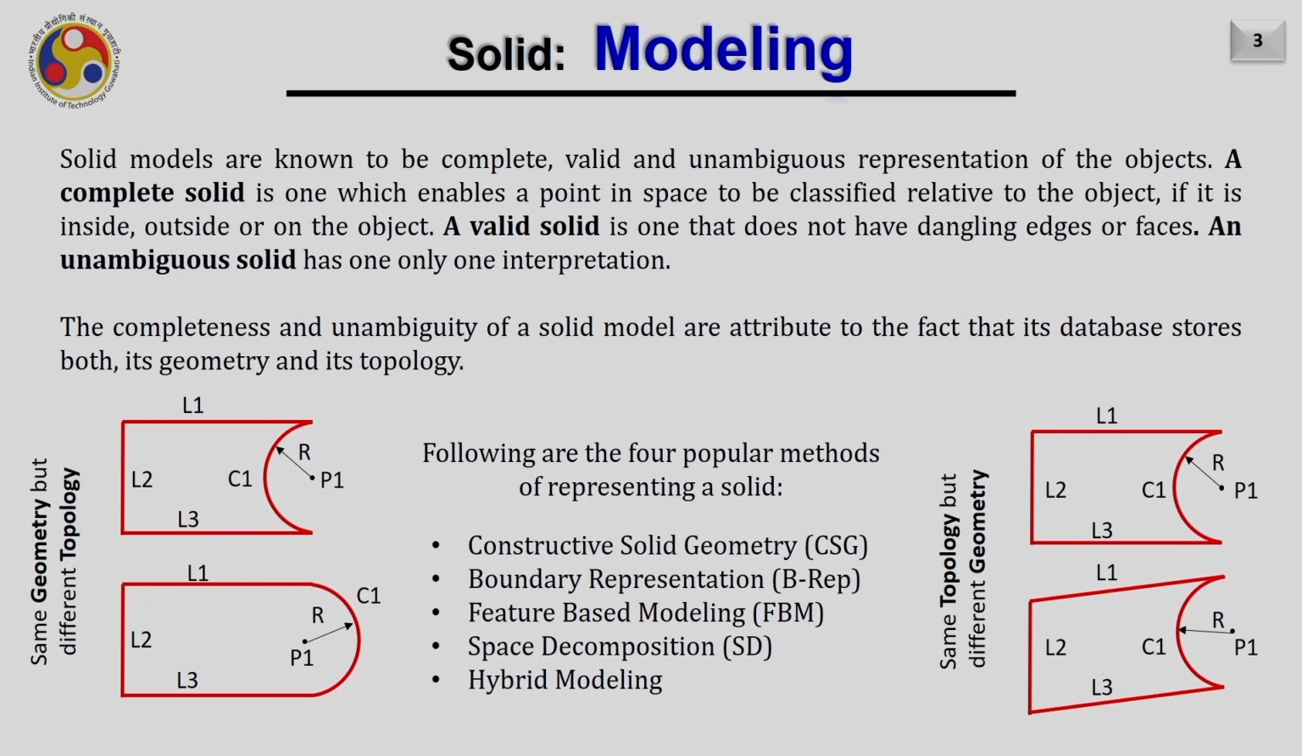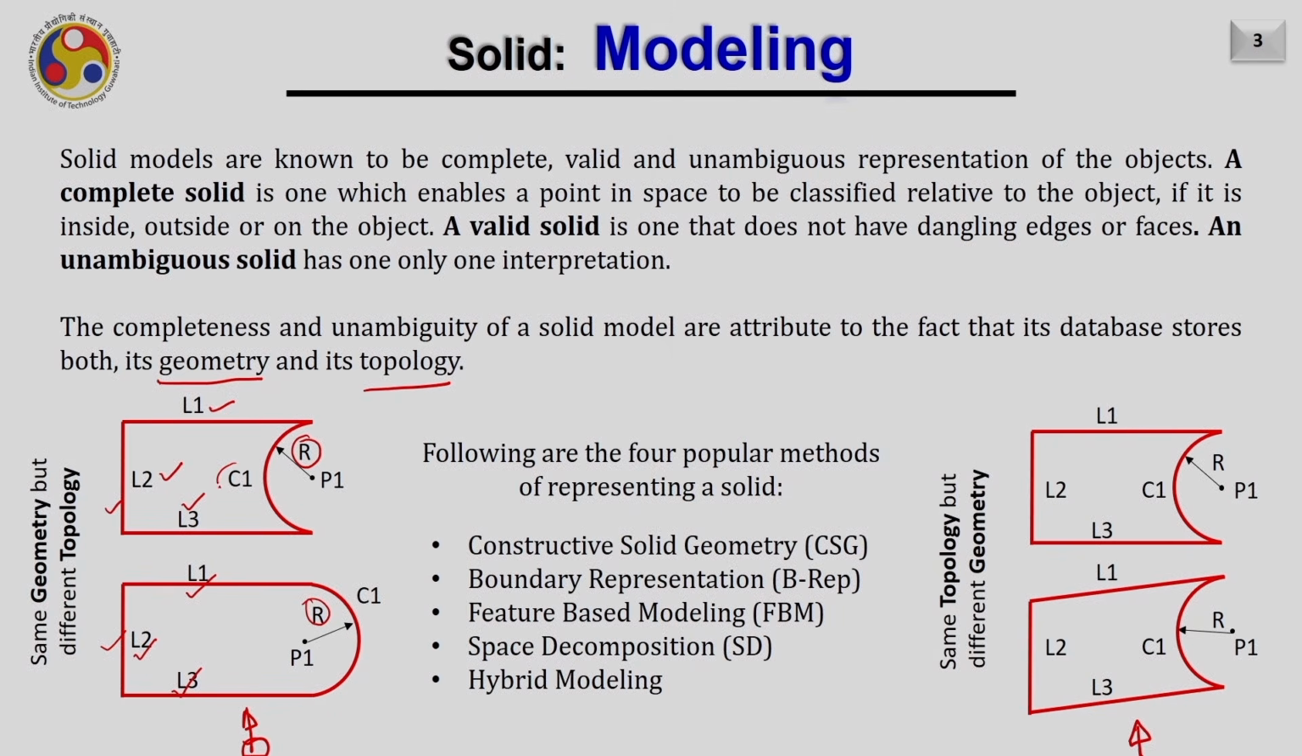The completeness and unambiguity of a solid model are attributed to the fact that its database stores both its geometry as well as its topology. So, what is geometry and what is topology? You are seeing two objects here, one here and another here. In this case, both the geometries are the same, but their topologies are different. Geometry means the lengths of the lines L1, L2, L3 are the same as in this image, L1, L2 and L3. Also, the radius R is the same here as radius R.